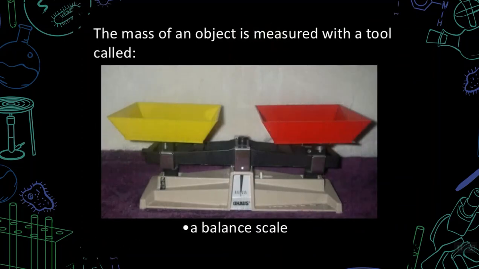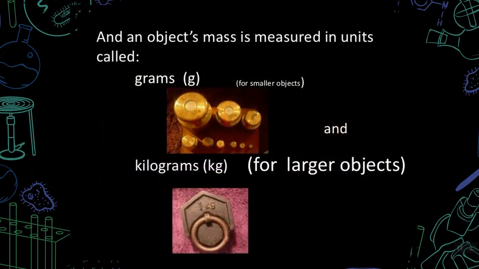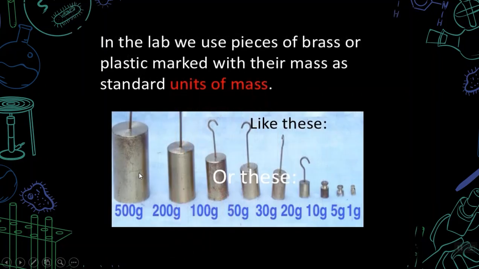The mass of an object is measured with a tool called a balance scale. Alright? The mass of an object is measured with a tool called a balance scale. And an object's mass is measured in units called grams, and we show it by g in parentheses for smaller objects like this, and for larger objects we use kilograms, shown by kg. In the lab we use pieces of brass or plastic marked with their mass as a standard unit of mass. Look at these masses. We show these by 1 g, which is 1 gram, 5 g, 10 g, 20 g, 30 g, 50 g, 100 g, 200 g, and 500 g.